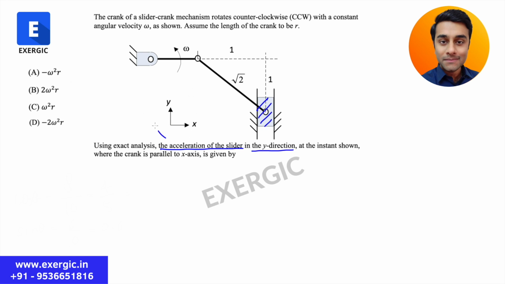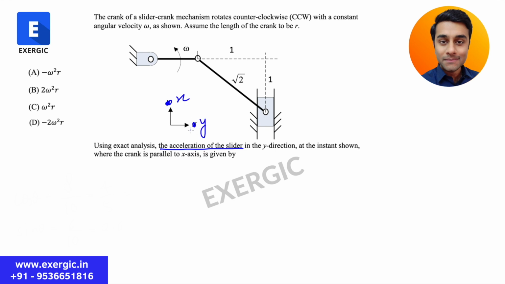How can you decide? It has given you. And these are the small things where students can miss out. Now you will think, sir, what will happen even if I missed it? I know that x is going to be horizontal, y is going to be vertical. But no, if GATE wants to trick you here, it can easily trick you. It can give this direction to be x and this direction to be y.